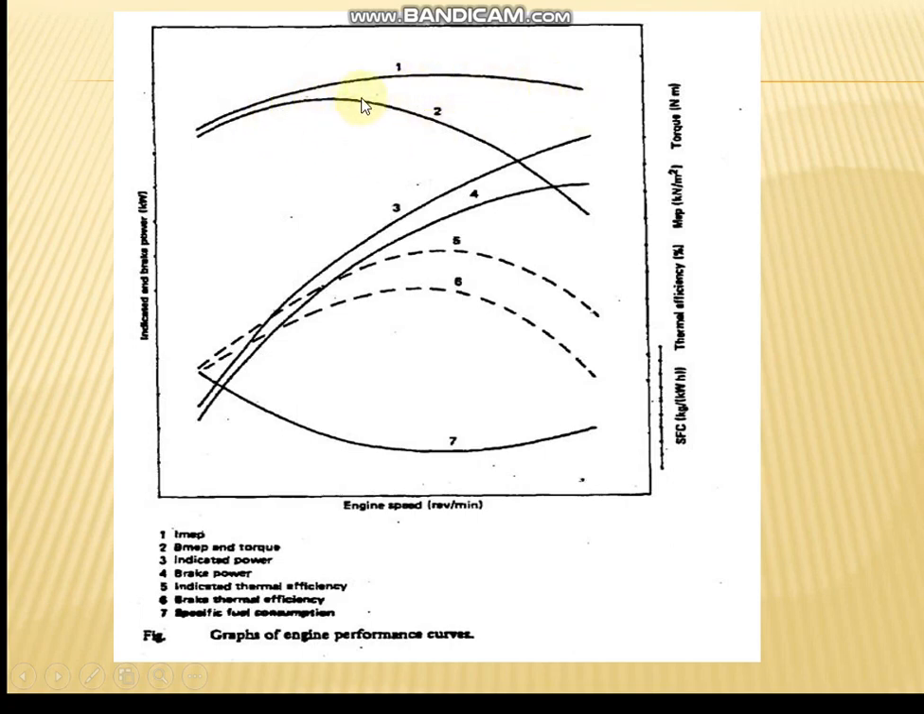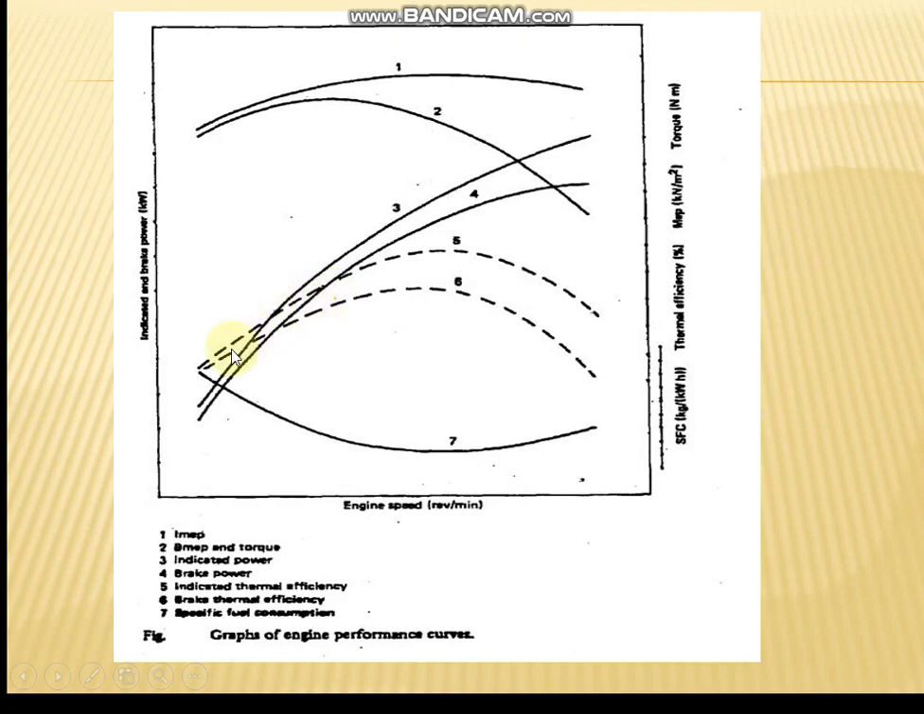The second point is brake mean effective pressure and torque. It first increases and then drops at higher speed. Indicated power and brake power increase continuously, and then at high speed they start dropping. Next are indicated thermal efficiency and brake thermal efficiency.